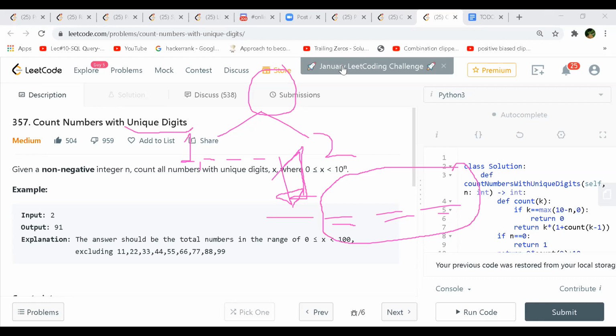Let's come to the basic thing. If you look at the explanation, these 11, 22, 33, 44 are not unique ones, because there is a repetition of the same digit. So we go from 0 to 100, and we don't have to take 100, so 0 to 99, right? If you avoid these 9 combinations, your answer will be 91, correct? Yeah.